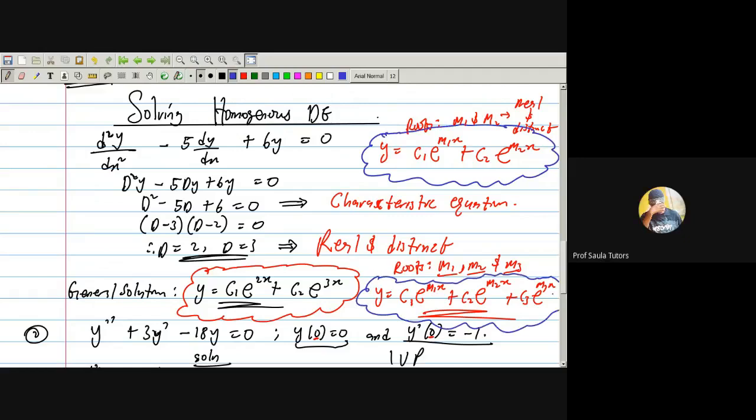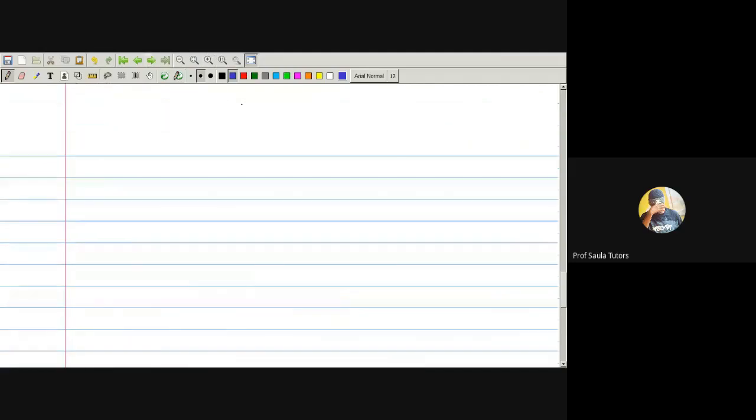So we will now check other patterns. What if it is not real and distinct? Okay, let us check for repeated roots. That is, if you have equal roots, how do we deal with equal roots?